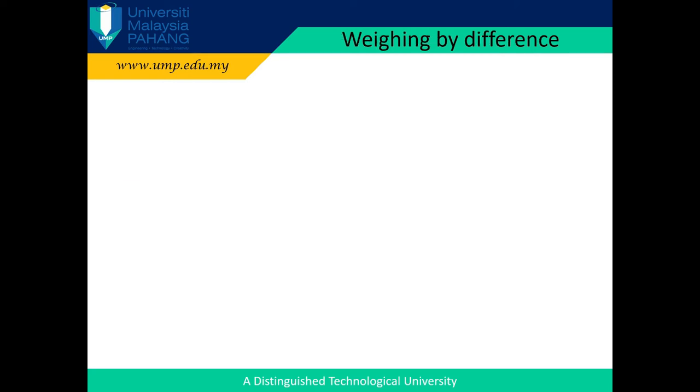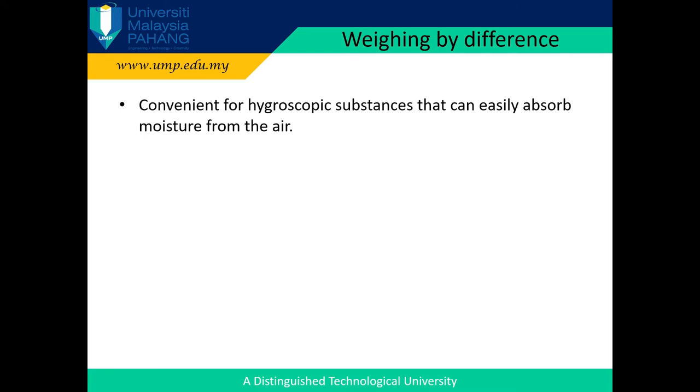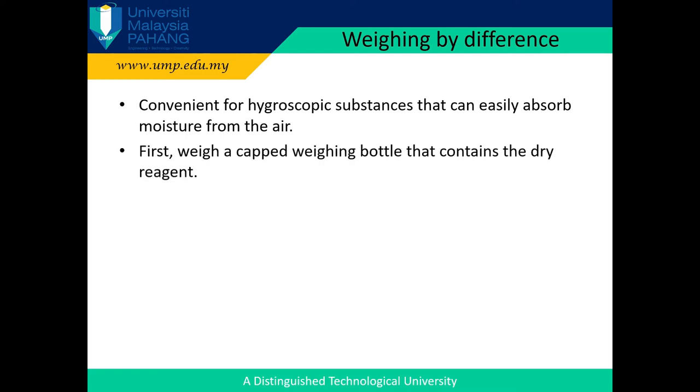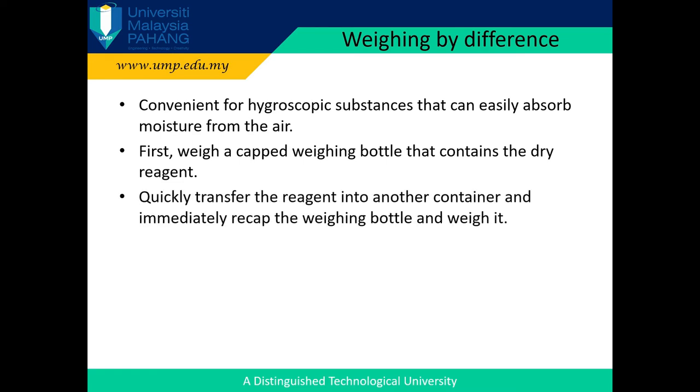For hygroscopic substances that can easily absorb moisture from the air, weighing by difference method is convenient to use to get the weight of substances. First, weigh a capped weighing bottle that contains the dry reagent. Quickly transfer the reagent into another container and immediately recap the weighing bottle and weigh it.